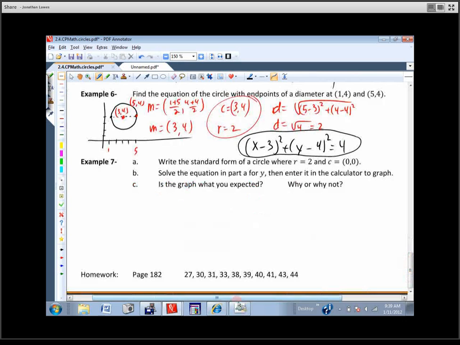All right, the standard form of a circle where the radius is 2 and the center is 0, 0. Go ahead and do that. Check with your neighbor. Standard form of a circle, radius is 2, center is 0, 0. So they've given you h and they've given you k. You need to flip back to that other side. If you know h, k, and r, plug them in and you're done.